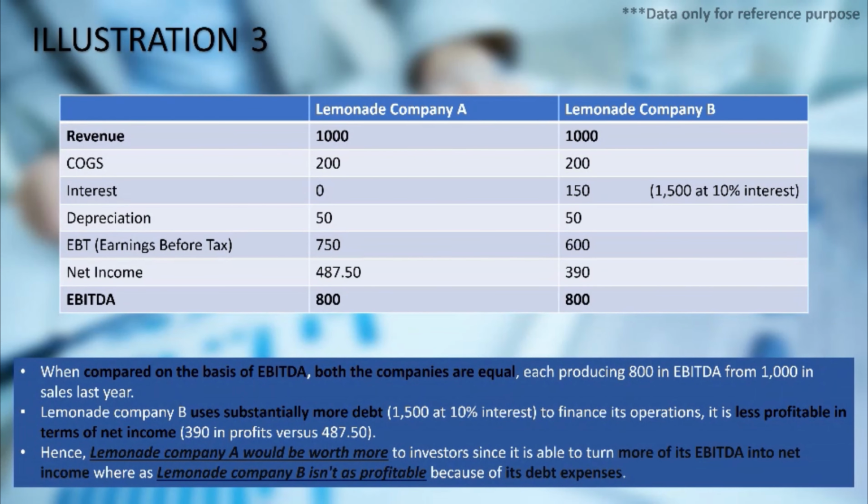Lemonade Company B uses substantially more debt, that is 150, to finance its operations, but it is less profitable in terms of net income in comparison to Lemonade Company A. Hence, Lemonade Company A would be worth more to investors since it is able to turn more of its EBITDA into net income, whereas Lemonade Company B isn't as profitable because of its debt expenses.